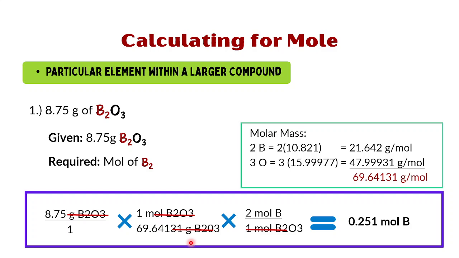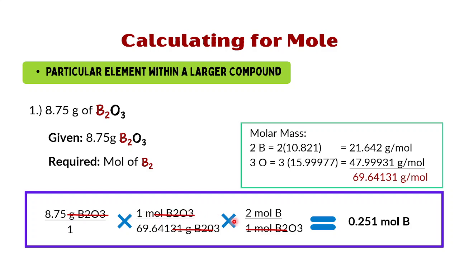Now, since we are directed to get the mole of the boron element, we still need to add another step for that, or another ratio. In this case, you can see that the unit is in red, but in a way, if we don't have the procedure yet, it will not be cancelled out. So we have the mole of B2O3.